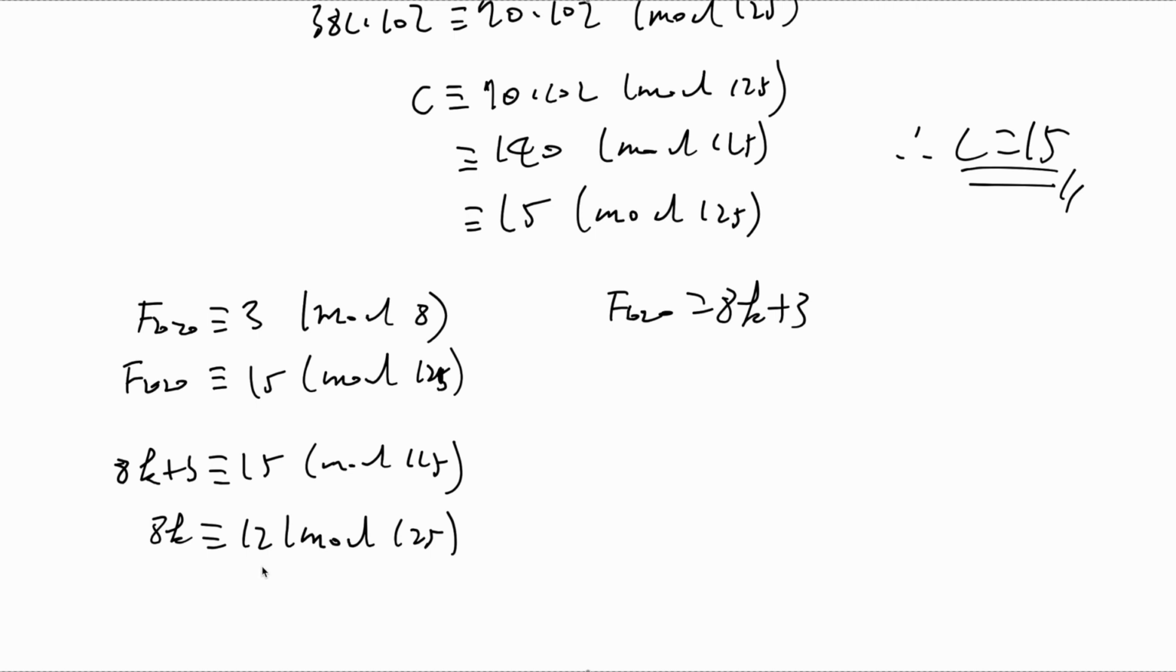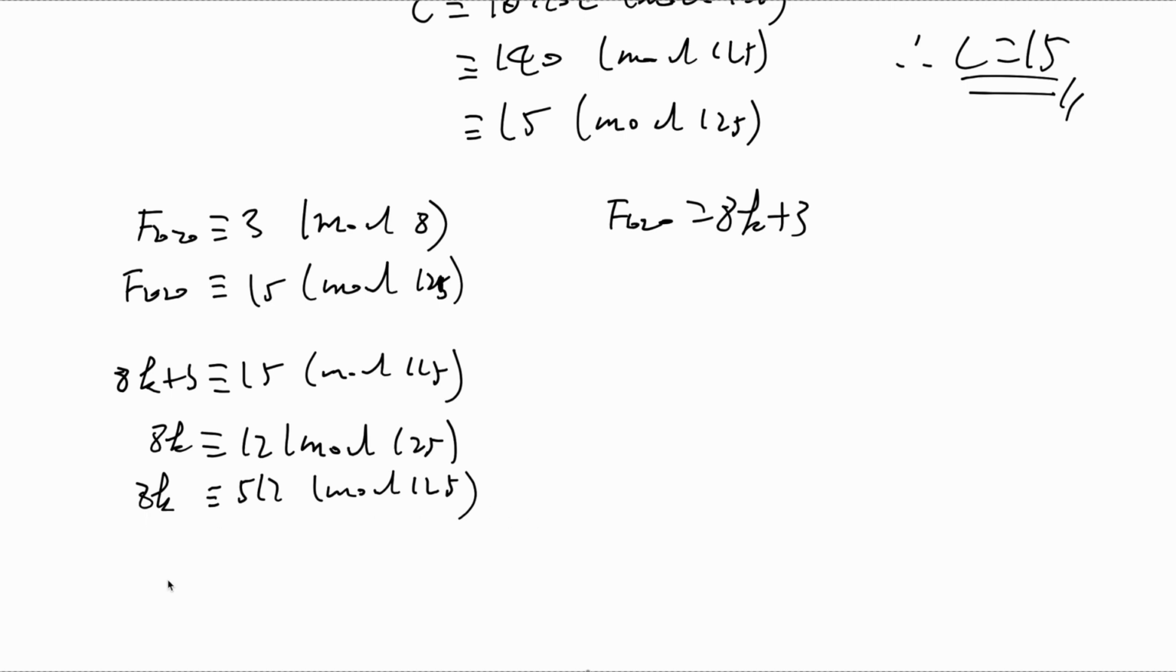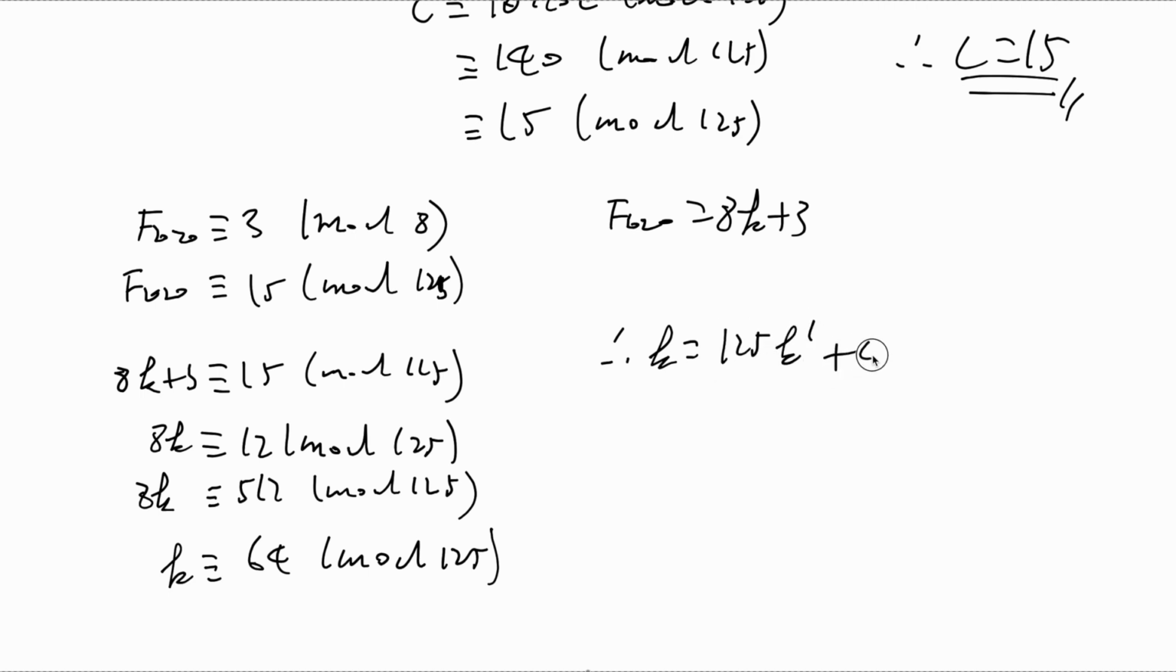We need to find our multiplicative inverse again. I don't want to use Euclidean. Oh, magic. 512. 8k. 8 is relatively prime to 125, so k is congruent to, I think this is divisible. It's 2 to the power of 9, right? 2 to the power of 3, 2 to the power of 6 is 64. Oh, nice. So we know that k is equal to 125k prime plus 64.